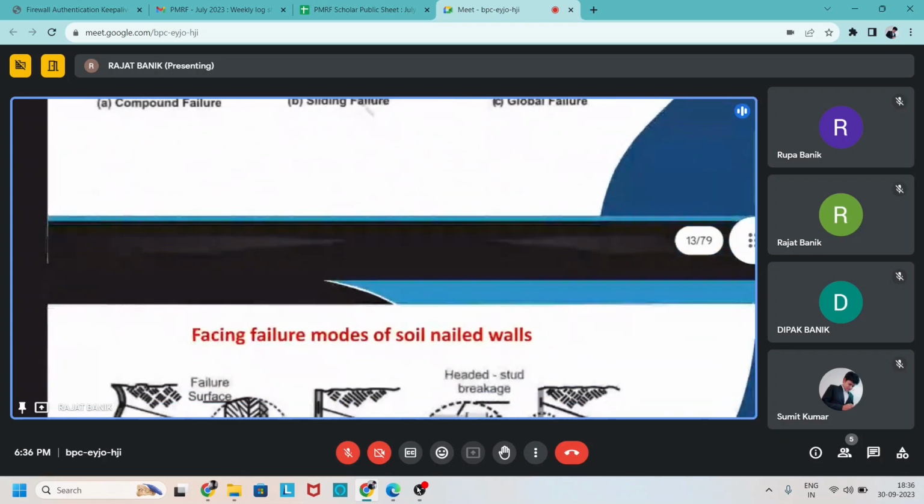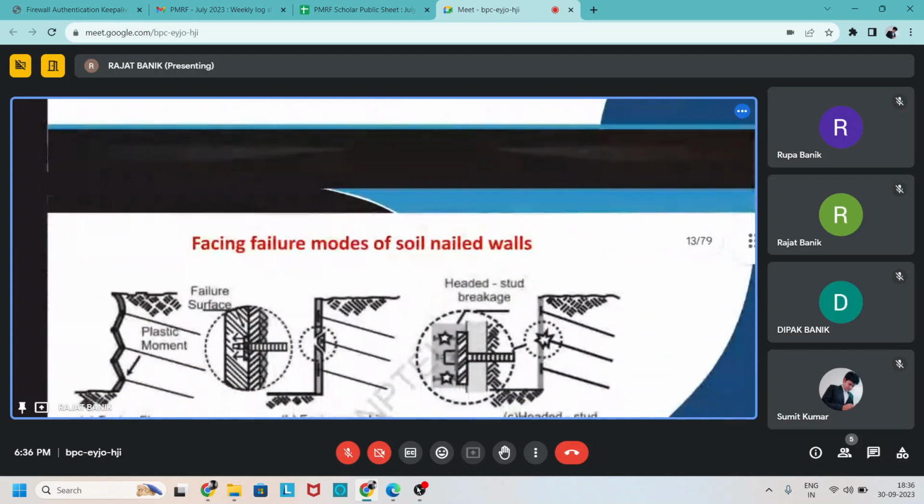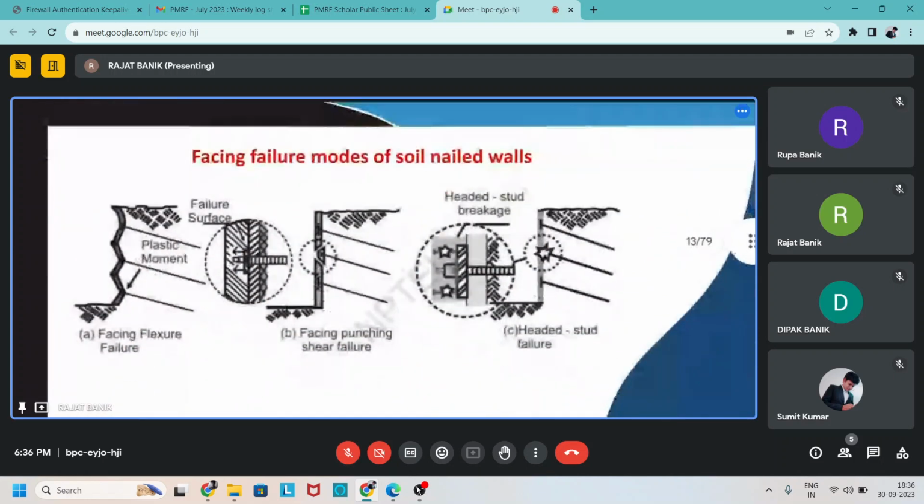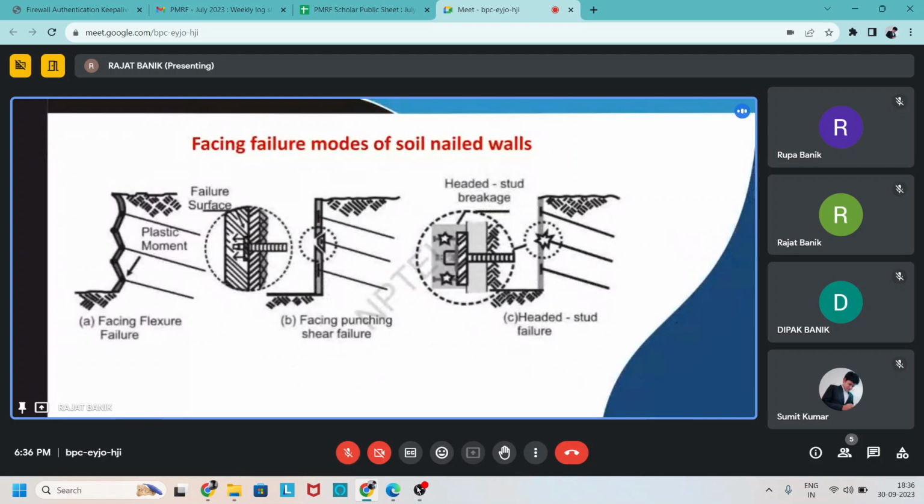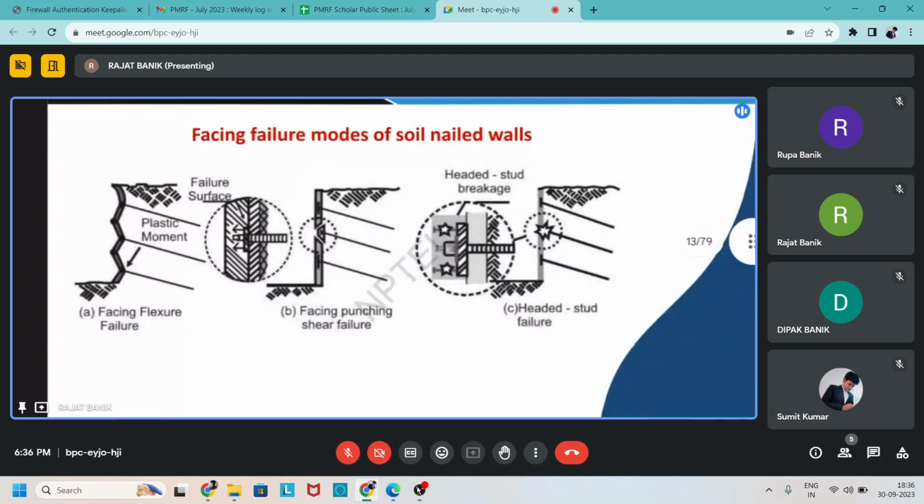Now we discuss the soil nail. There are three types of face failure that occur in a soil nail. The first one is facing flexure failure. In facing flexure failure, the temporary wall or permanent wall of this soil nail may bend due to the plastic movement of the ground, and this facing flexure failure occurs.